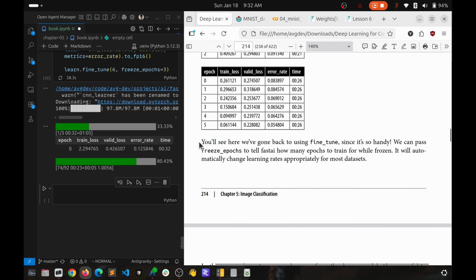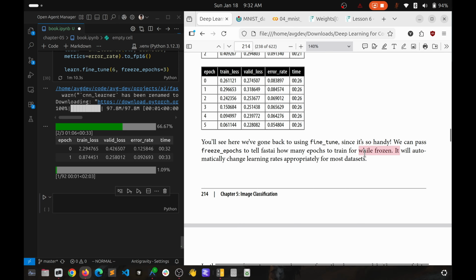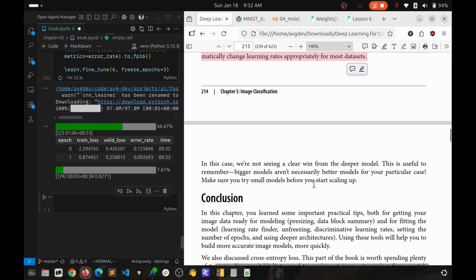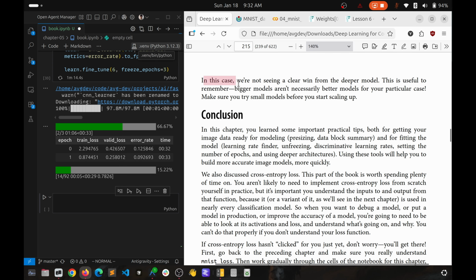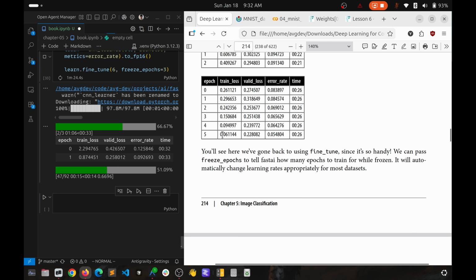Okay, so you'll see here we've gone back to using fine-tune since it's so handy. We can pass freeze epochs to tell fastai how many epochs to train for while frozen. It will automatically change learning rates appropriately for most data sets. In this case, we're not seeing a clear win from the deeper model. This is useful to remember. So what he's saying is that the losses don't get that much better.